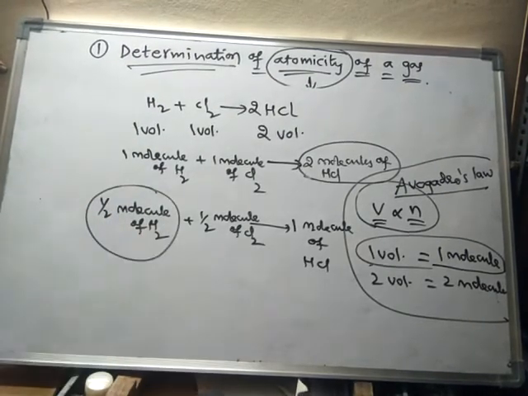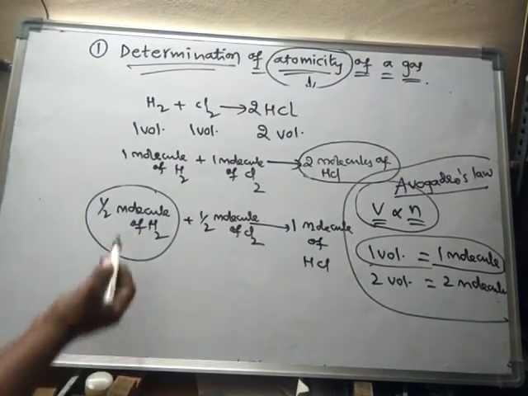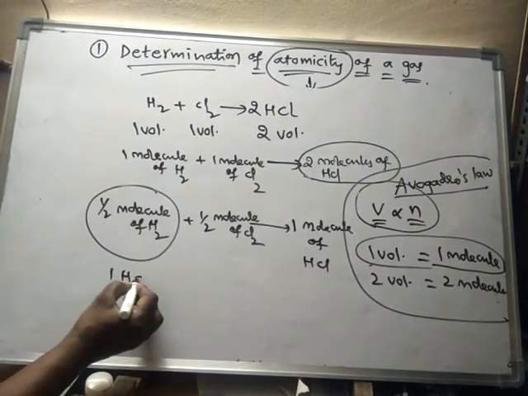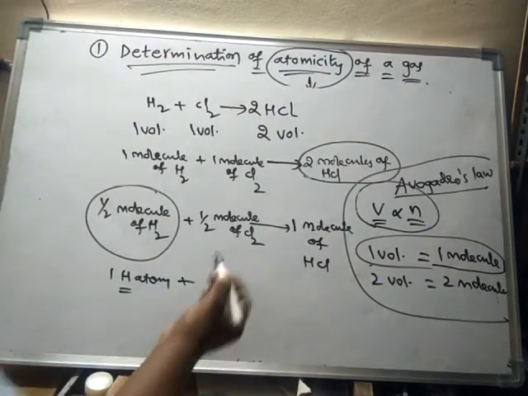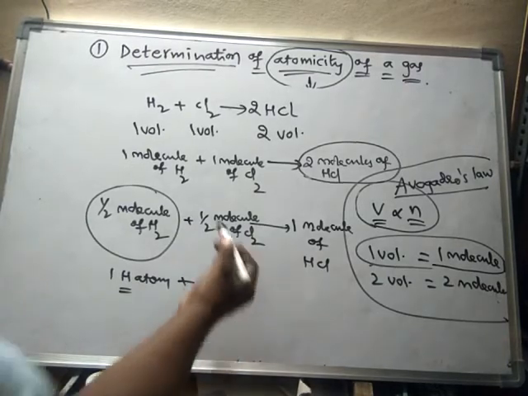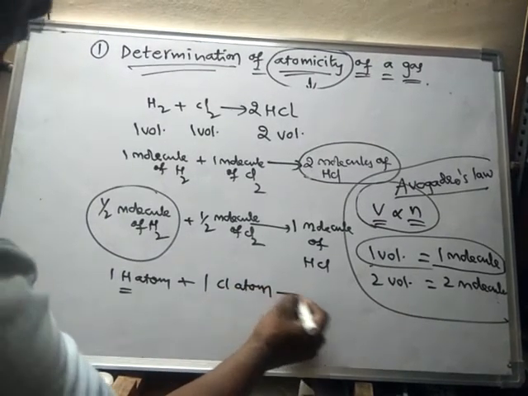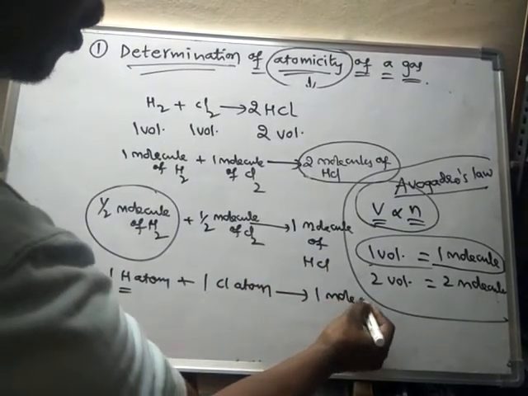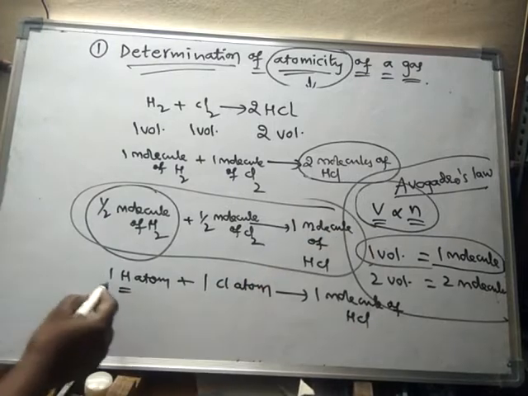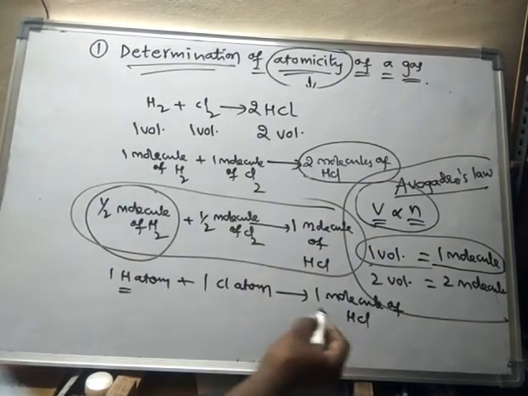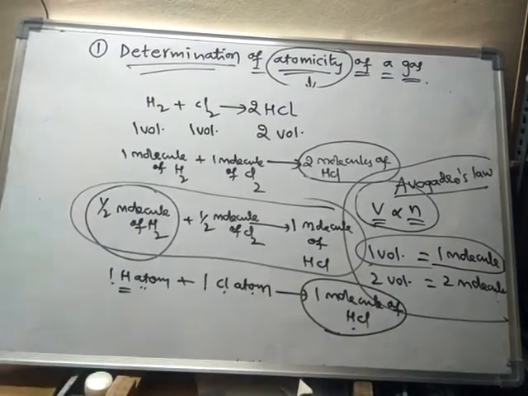Already we know hydrogen is a diatomic molecule, so one molecule contains two atoms, and half a molecule contains one hydrogen atom. Chlorine is also a diatomic molecule, so one molecule of chlorine contains two atoms. Hence half a molecule of chlorine contains one chlorine atom. So one molecule of HCl is formed when one hydrogen atom combines with one chlorine atom.